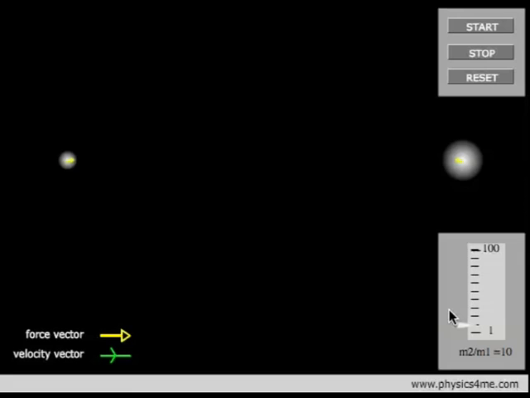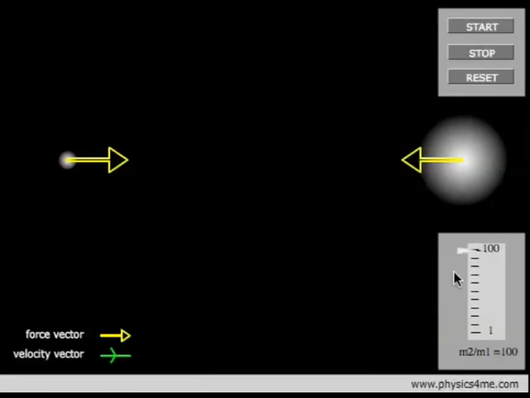The ratio of the two masses shown here can be varied using this slider. Now the mass ratio is 1, so that the two bodies have the same mass. And now the ratio of the two masses is 100. The yellow arrows denote the gravitational forces exerted by each body on the other. Note that they are always equal and opposite, even when the masses are different, in accordance with Newton's third law of motion. The forces act along the line joining the centers of the two masses.